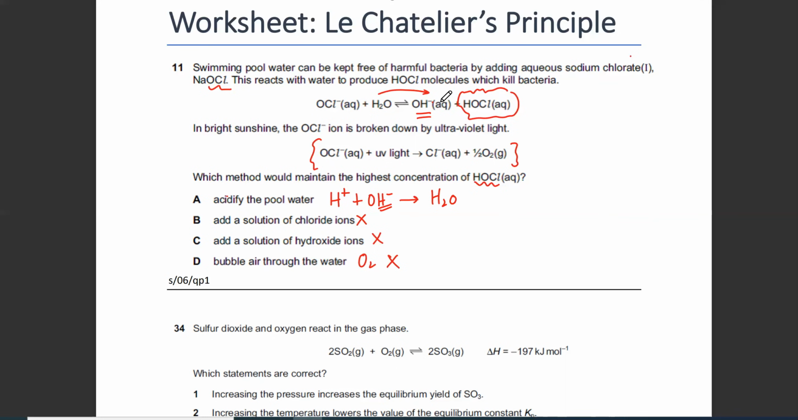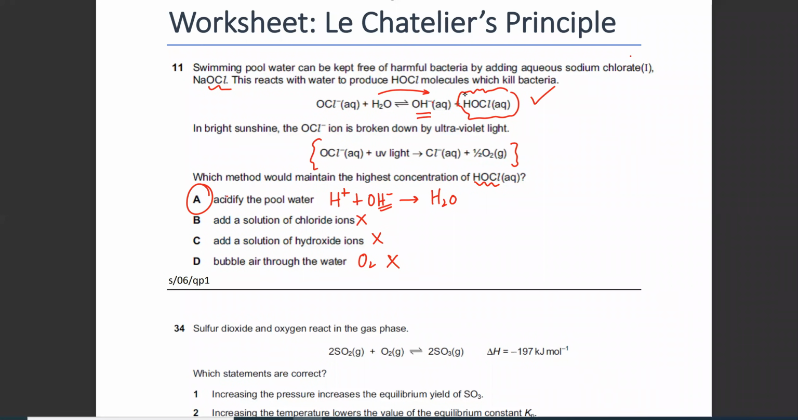So the quantity of OH ions is going to decrease. And if it decreases, the equilibrium would try to make more of it. So it's going to shift to the right. And if it shifts to the right, more HOCl would be formed. Hence, option A is the correct one. Is this clear? Yes.